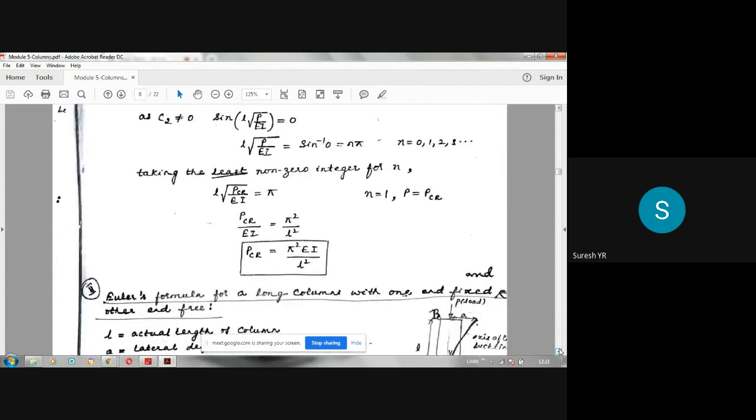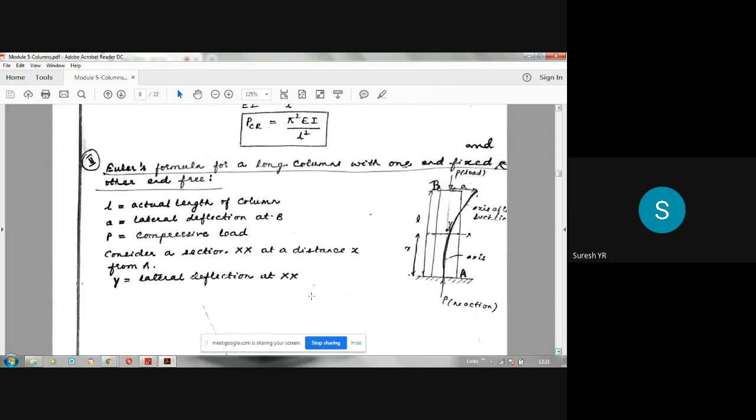Now, let us take the second condition, Euler's formula for a long column with one end fixed and the other end free. So the figure will be like this. This is the fixed end. Fixed end is A, free end is B. There is no support here. So load P is acting like this. So the deflection will be like this. It's like a cantilever. You can see here.